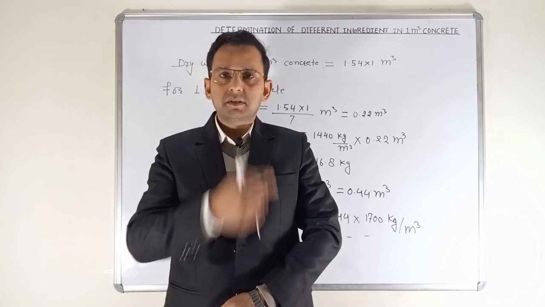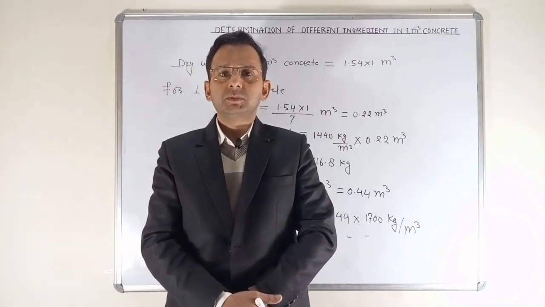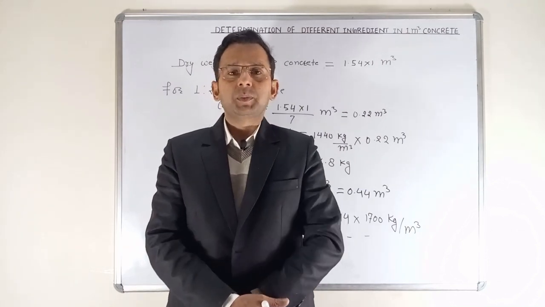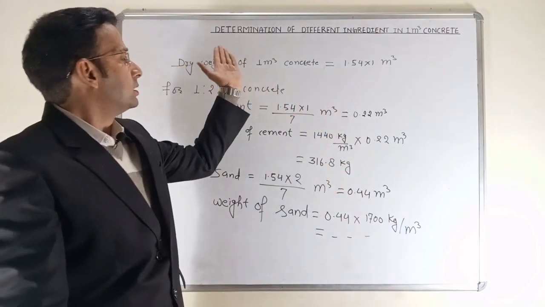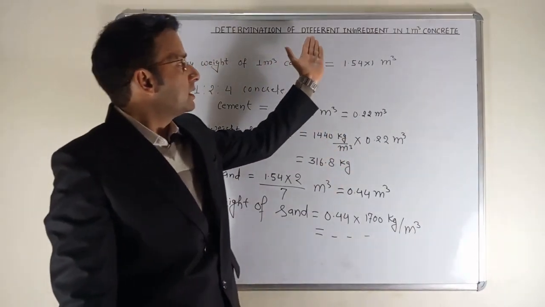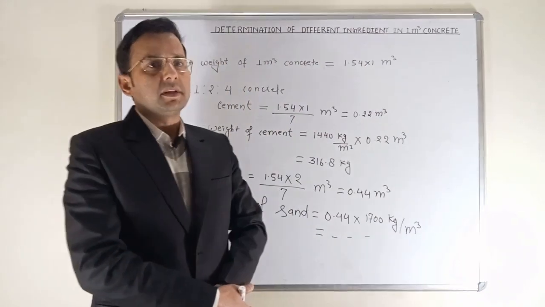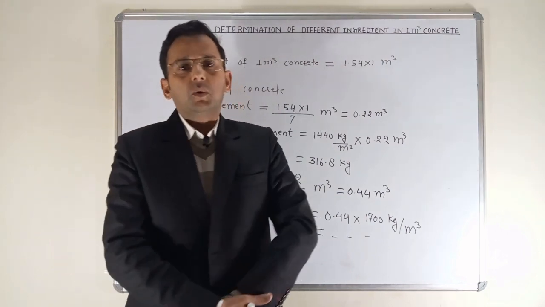So yesterday we discussed load transfer mechanism from slab to beam. Today I have chosen one such topic: determination of different ingredients in 1 meter cube concrete. Different ingredients means cement, sand and coarse aggregate.